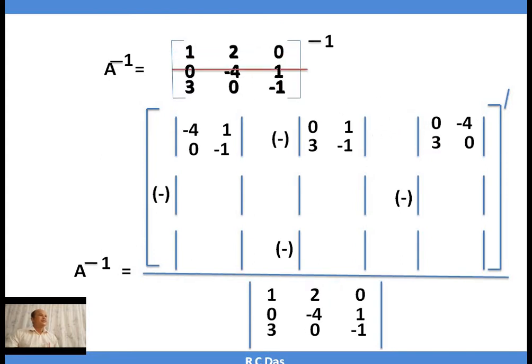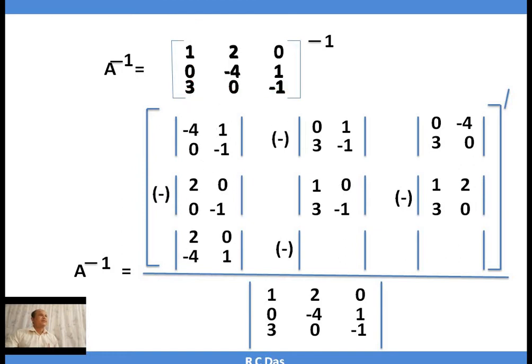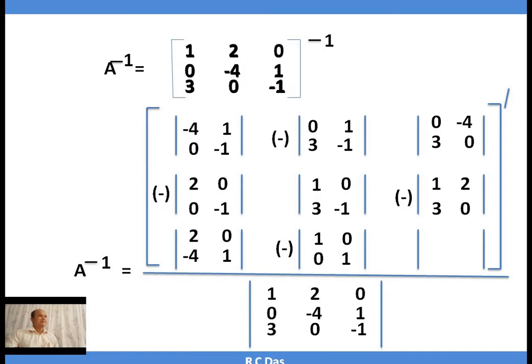Cofactor of this minus 4 is this. Cofactor of 1 is this. And last, that is the third row, third column, that is minus 1. Cofactor of minus 1 is this.